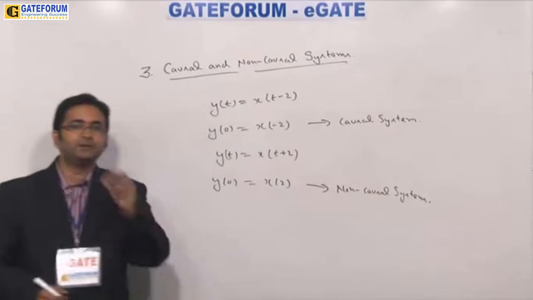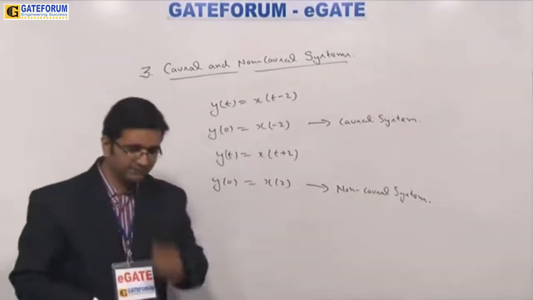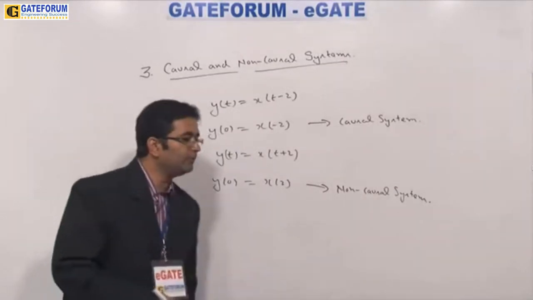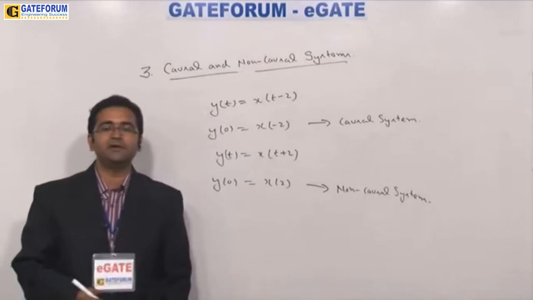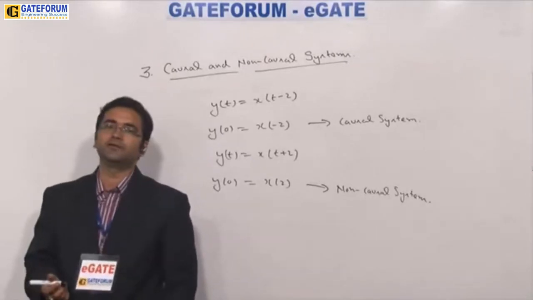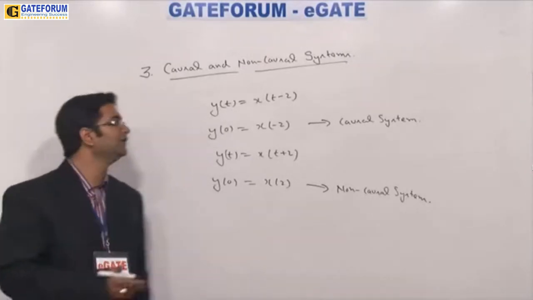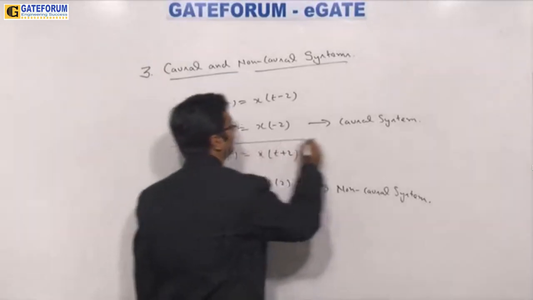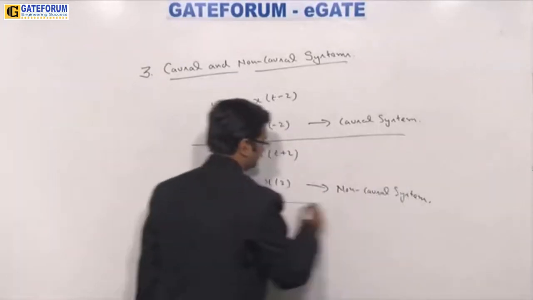If the output of the system depends on the future value of the input, that becomes a non-causal system. If the output of the system depends either on the present value or on the past value of the input, or both, then it becomes a causal system. That is the definition of causality. You can see this.